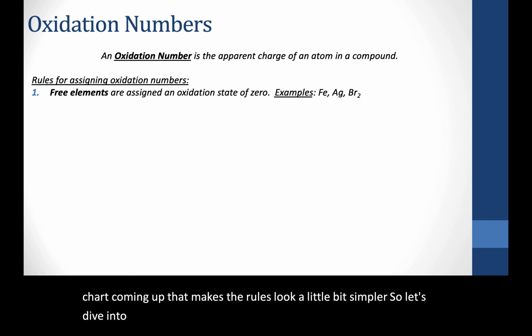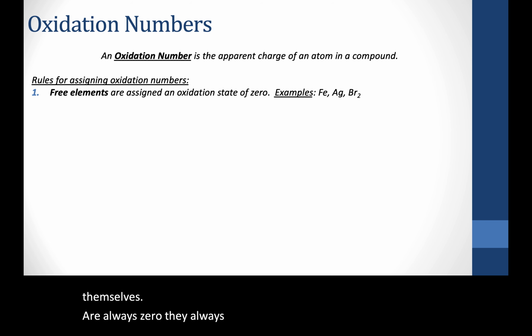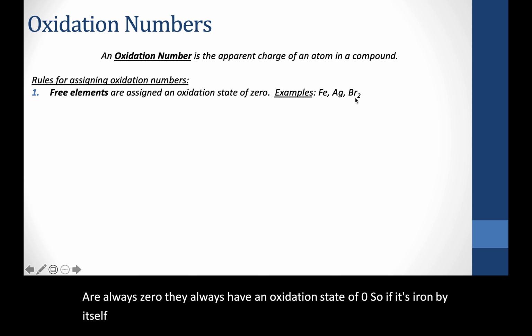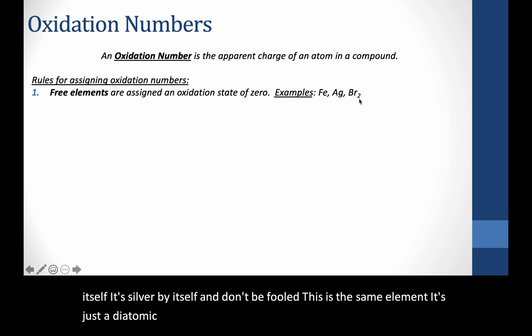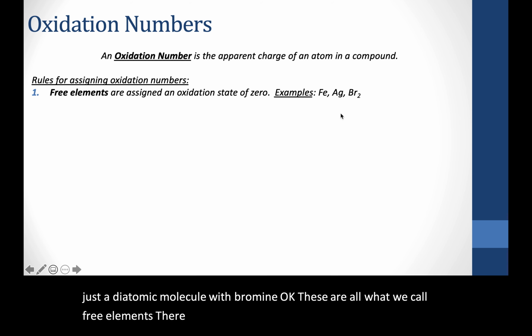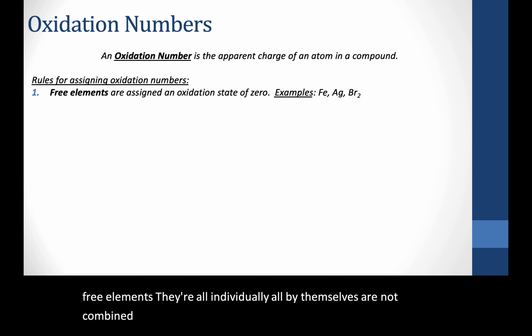So first of all, free elements. So elements all by themselves are always 0. They always have an oxidation state of 0. So if it's iron by itself, if it's silver by itself, and don't be fooled, this is the same element. It's just a diatomic molecule of bromine. Okay, these are all what we call free elements. They're all individual. They're all by themselves. They're not combined with any other element, and they always get an oxidation state of 0, oxidation number of 0.